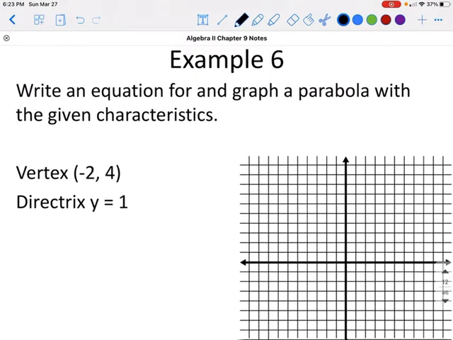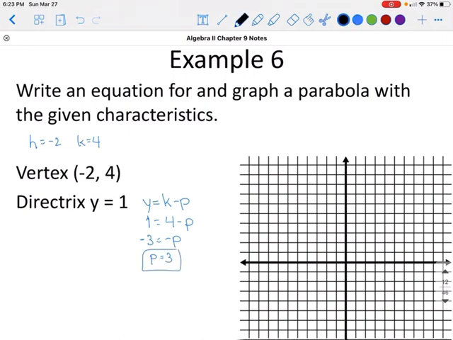This time they're going to give us our vertex and our directrix. So the vertex again is your h and your k. So we do know that h is equal to negative 2, k is equal to 4. Now our directrix, if it's y equals, it must be in the form of y is equal to k minus p. So we can say 1 is equal to 4 minus p. If we subtract the 4 to the other side, it'll give us negative 3 is equal to negative p, or p is equal to 3.